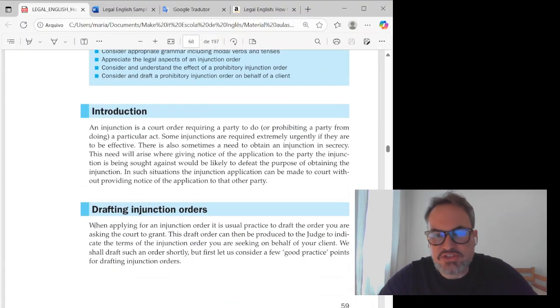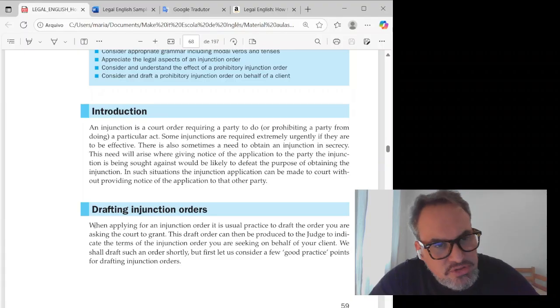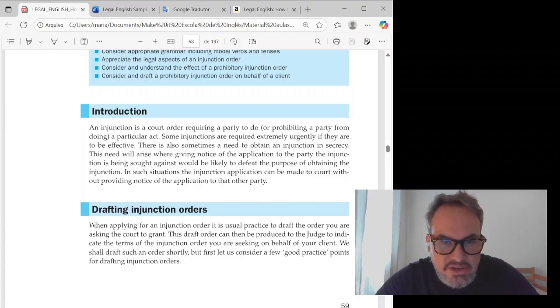So let's start first reading each paragraph of the book and also trying to explain it in different words, right? In your own words. So, introduction. An injunction is a court order requiring a party to do or prohibiting a party from doing a particular act. Some injunctions are required extremely urgently if they are to be effective. It's like our liminar here in Portuguese, in Brazil, sorry.